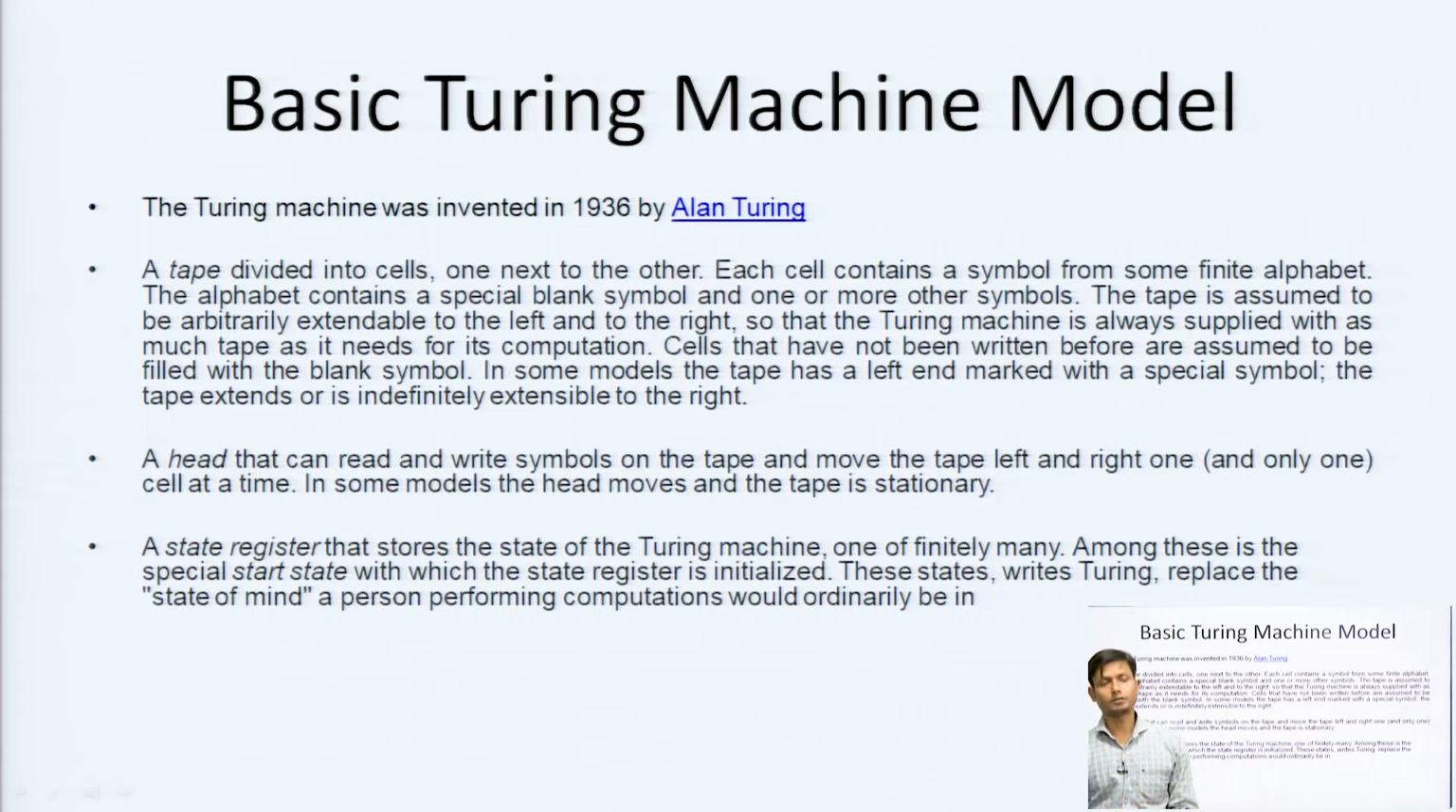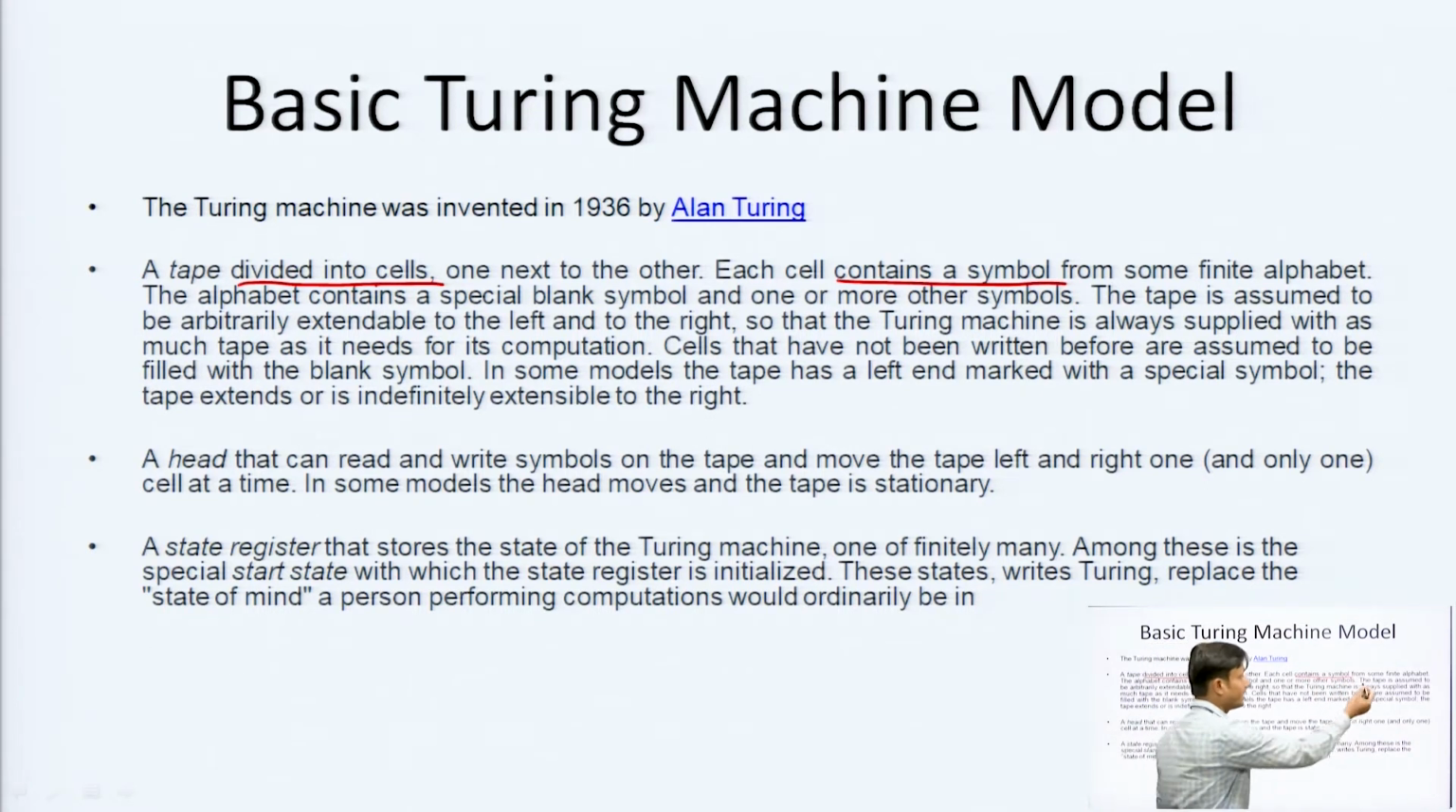And in the pushdown automata, we read the input alphabet and we use the stack. But here there is the tape symbol. See what is written here: the tape is divided into cells. The same thing is in a finite automaton, where we divide the tape into cells, one next to the other. The input alphabet is stored in a cell of the tape, and each cell consists of a symbol from some finite alphabet.